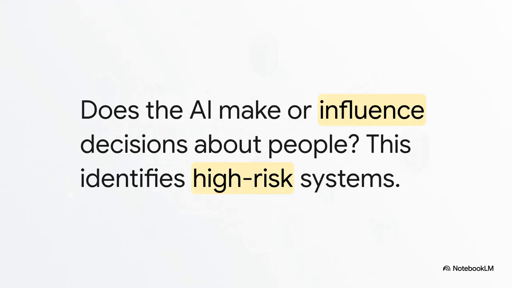Column 4 asks another absolutely crucial question. Does the AI make or influence decisions about people? This is where the ethical and legal responsibilities really start to escalate. If an AI is being used to determine, say, a client's priority for shelter or to triage patient needs, well, that's considered a high-risk system. We have to identify those right away.